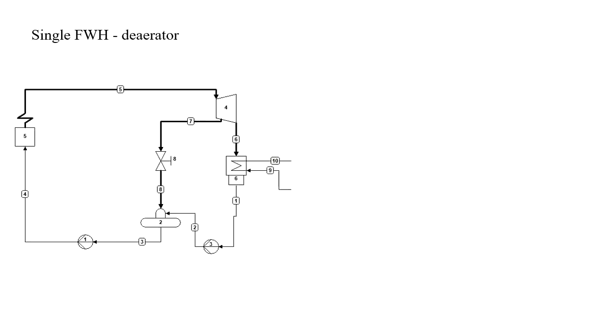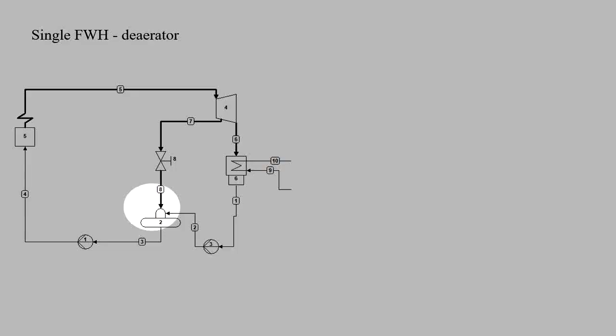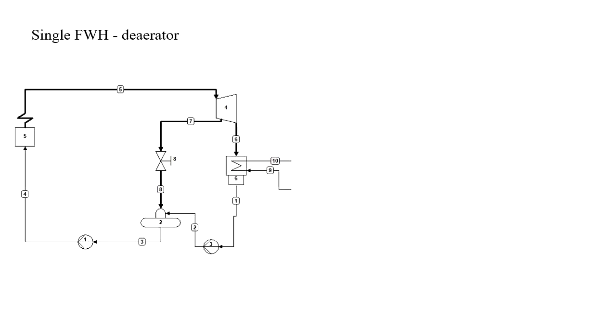We will start with a simple process flow diagram of a cycle where there is just a single feedwater heater, an open feedwater heater, which serves as the aerator. This component has a number 2 on the process flow diagram. The feedwater is heated up to the saturated liquid as it is mixed with the condensing turbine bleed steam.